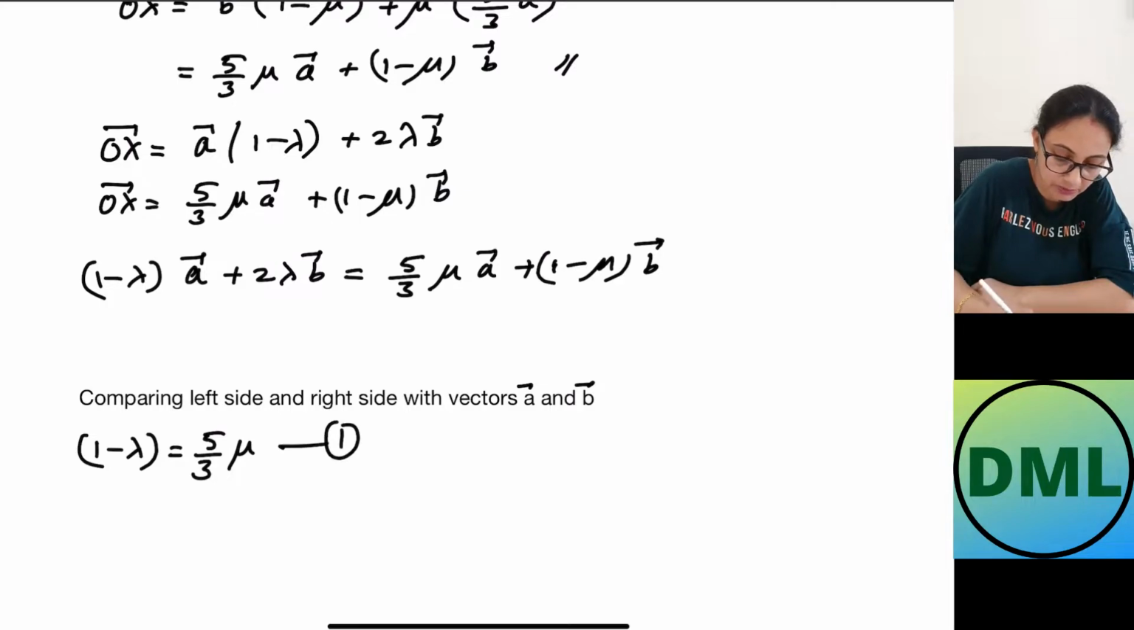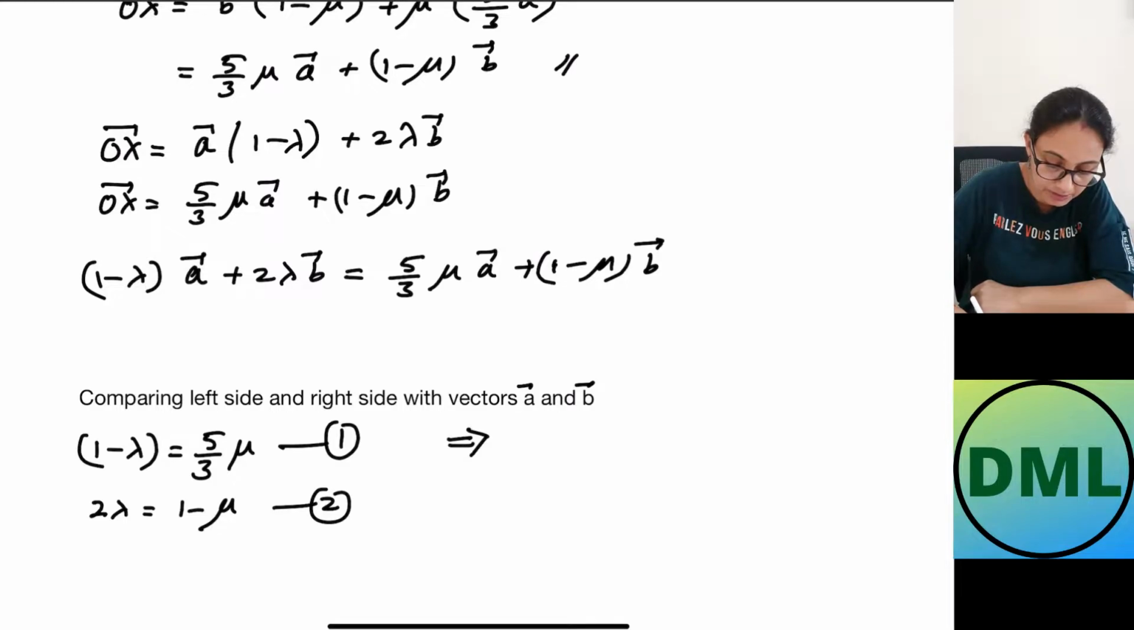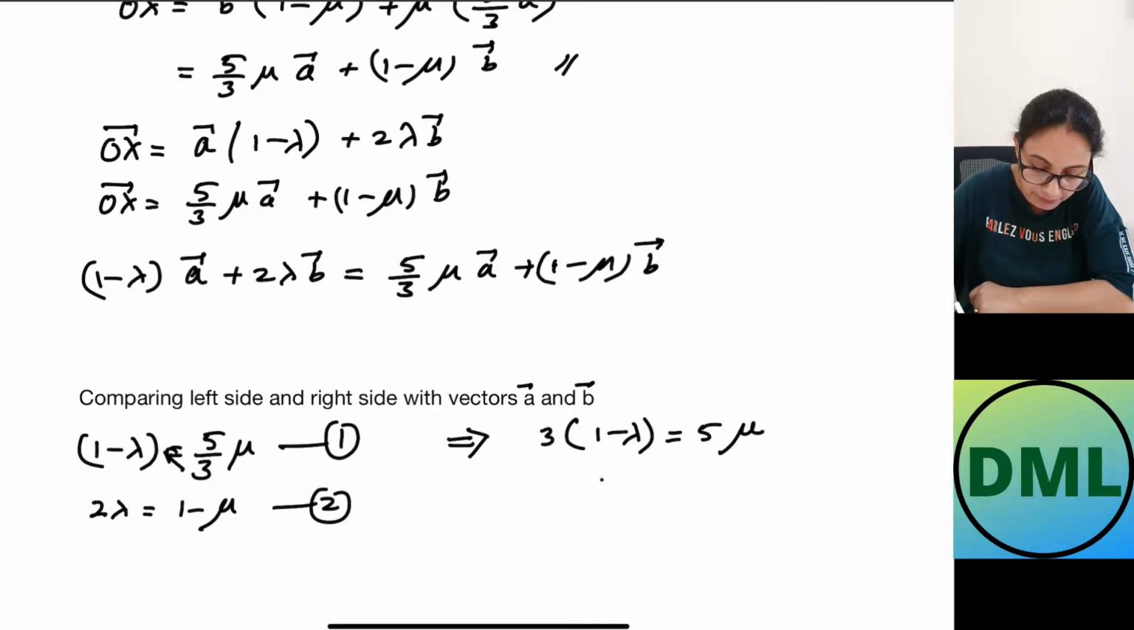This is my first equation. Now, second equation, if I compare with B vector, 2 lambda is equal to 1 minus mu. This is my second equation. So, from the first equation, if I do the cross multiplication on left hand side, it will be 3 times of 1 minus lambda is equal to 5 mu. So, if I open the bracket here, it will be 3 minus 3 lambda is equal to 5 mu. So, this will be my third equation.